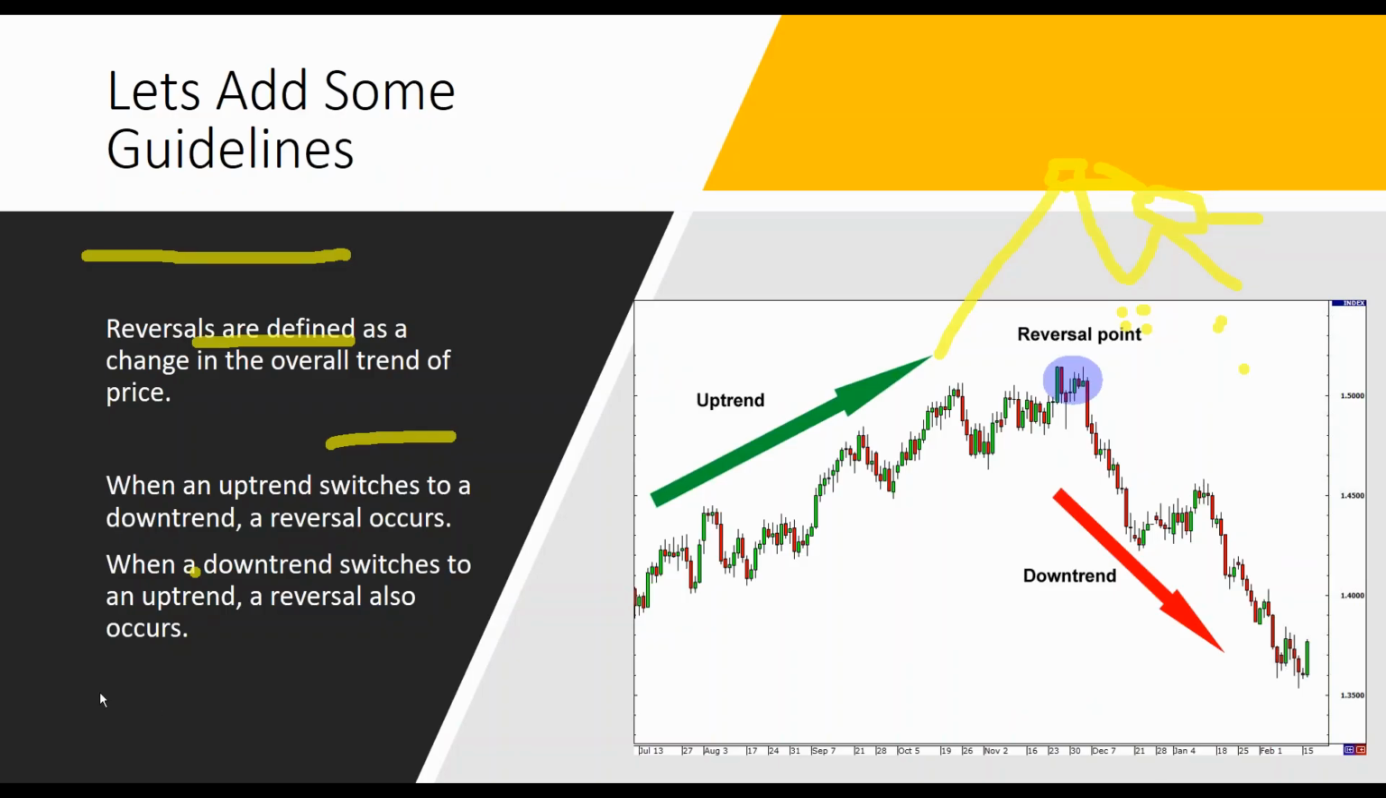Okay, so let's set some guidelines. Let's put some rules on this. Reversals are defined as a change in the overall trend of a price. When an uptrend switches to a downtrend, a reversal occurs. When a downtrend switches to an uptrend, a reversal also occurs. Now, whatever we're talking about tonight is exactly flip-flop, because the same holds true in an uptrending market as it does for a downtrending market. It's just reversed.